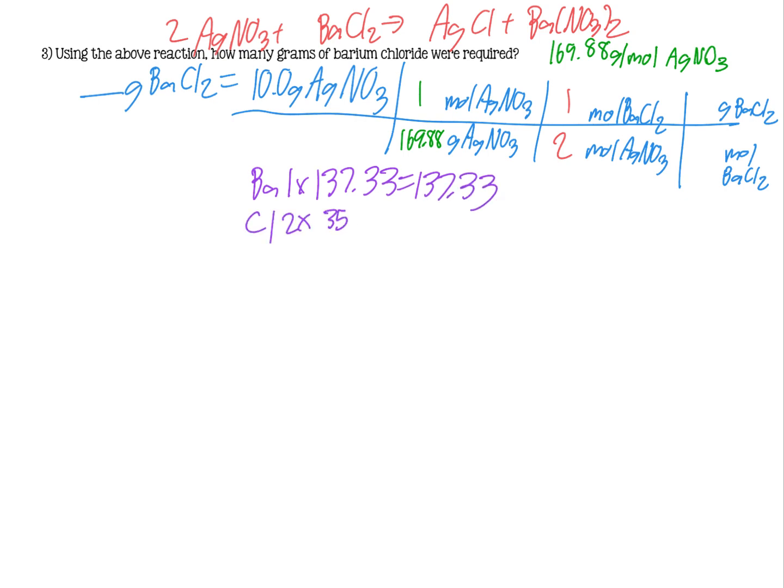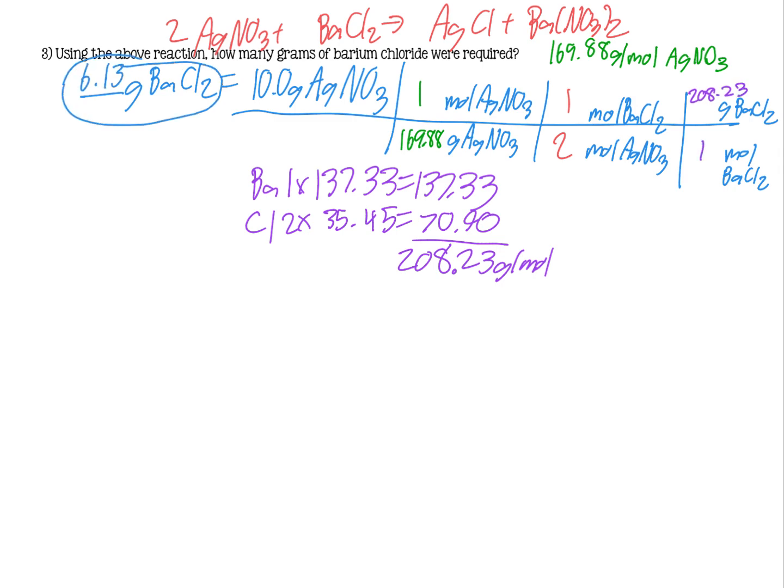There is one atom of barium with a mass of 137.33, and there are 2 atoms of chlorine, each with a mass of 35.45 to make 70.90, and then we add these together to get 208.23. Plugging this in, multiplying by the top and dividing by the bottom, we get a final mass of 6.13 grams of barium chloride.